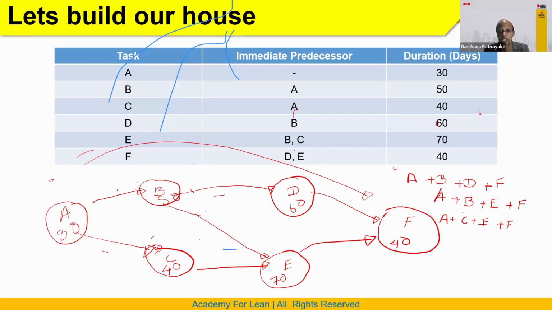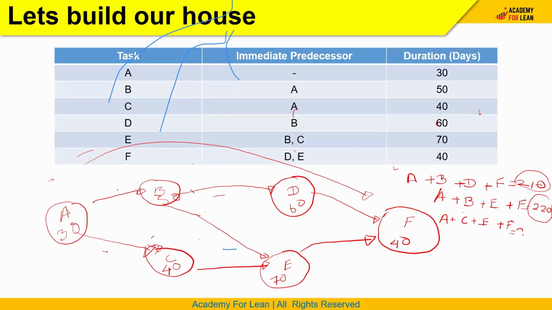Now we need to check how many days each path takes. First path, A, B, D, F: 210 days. Second path, A, B, E, F: 220 days. Third path, A, C, E, F: 210 days again.